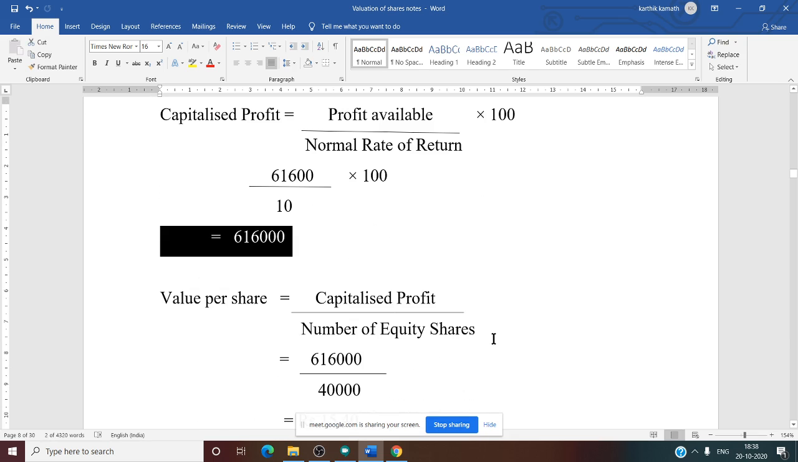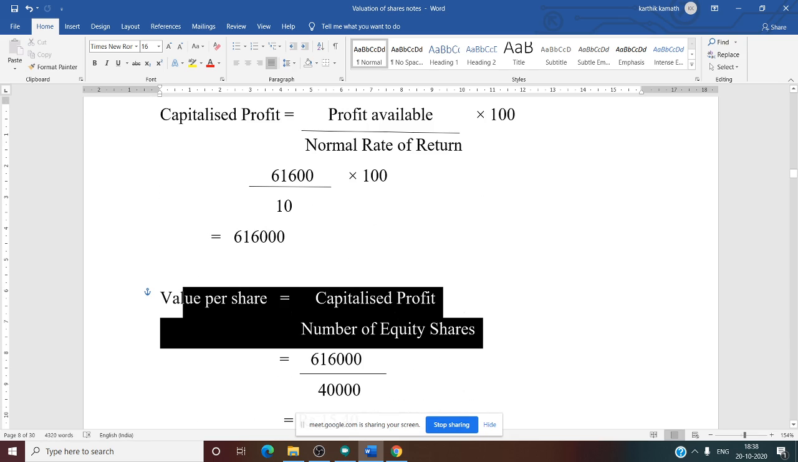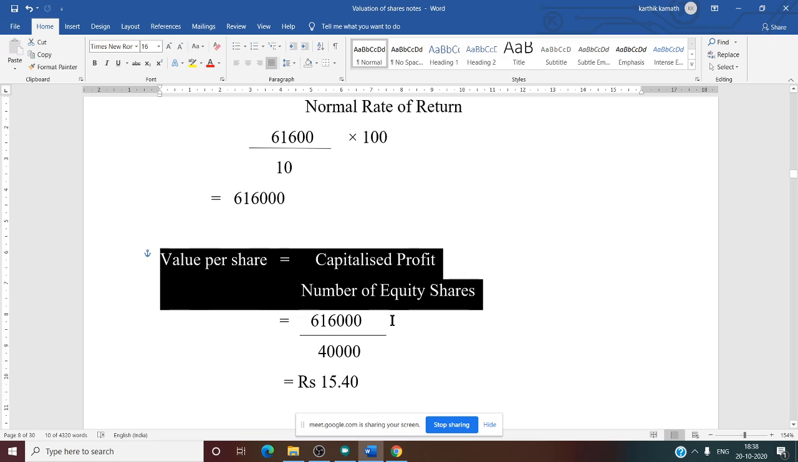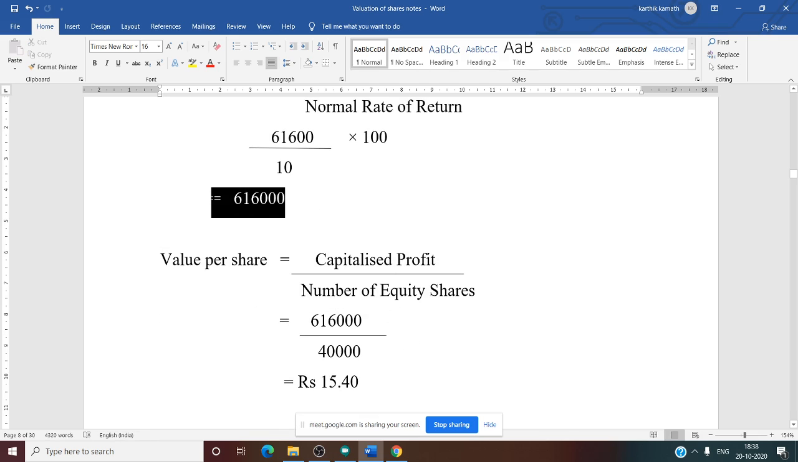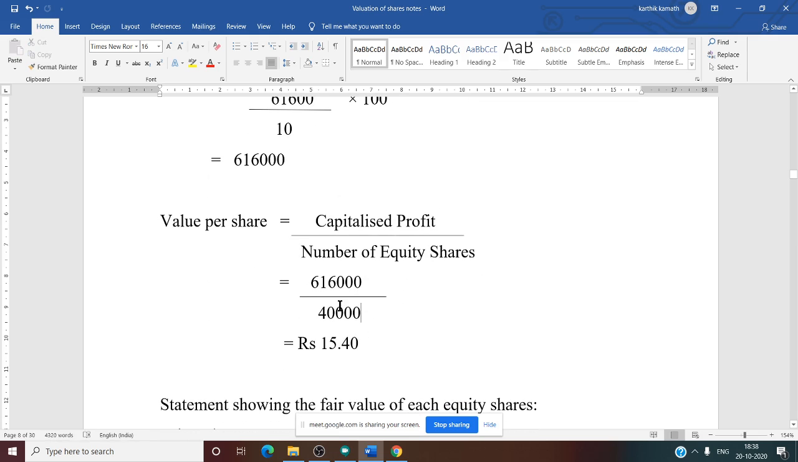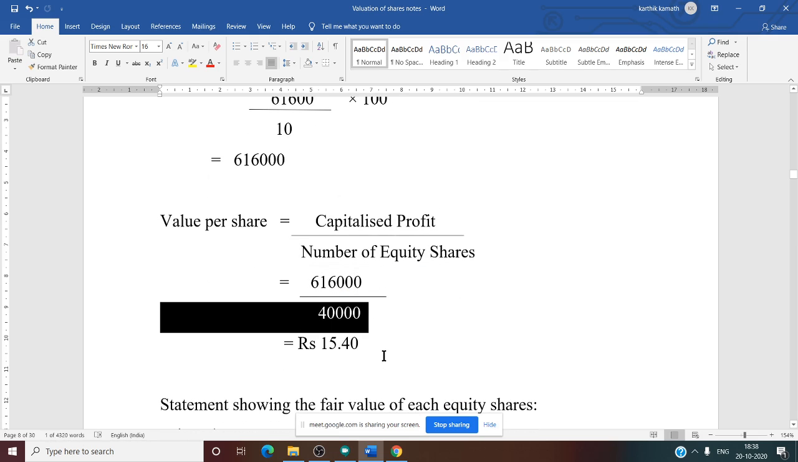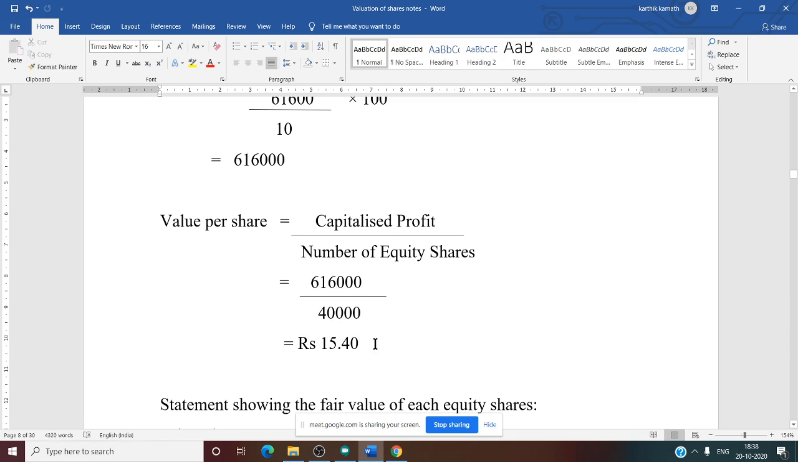Now how to calculate value per share? Capitalized profit divided by number of equity shares. Capitalized profit we just got, 6,16,000, divided by the number of equity shares, that is 4 lakh divided by face value, 40,000. So the answer is 15.40. Each share is worth 15.40 under the market value method.